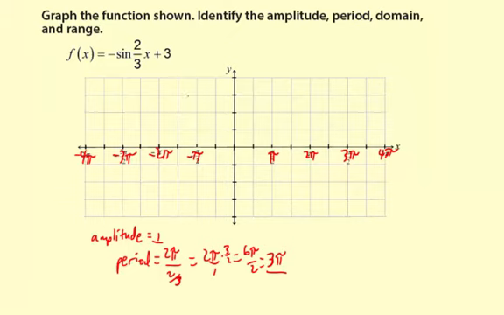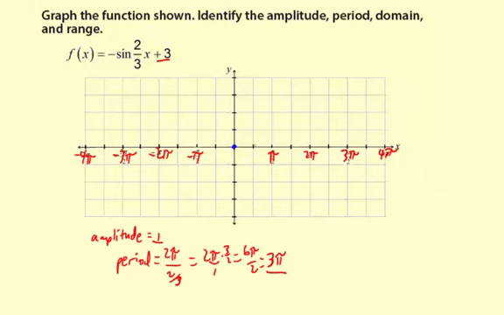So we have a sine function. That means input is 0, output is 0. And notice, by the way, that there's a vertical translation 3 up. So I'm going to graph a dotted version of the function without the translation and then translate it up. So starting at 0, 0.